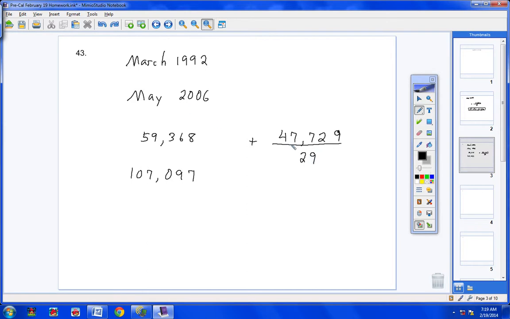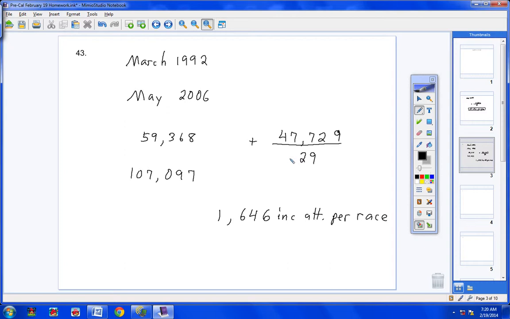So if you type in 47729 divided by 29, you will get 1,645.8. Since we're dealing with people, I'm going to round it to the nearest whole person, and I'm going to make this 1,646 increase in attendance. If you put a slash, that means per, or you can put the word per, not per year. No way, not per year, per race. There were 29 races. Okay, so be careful.